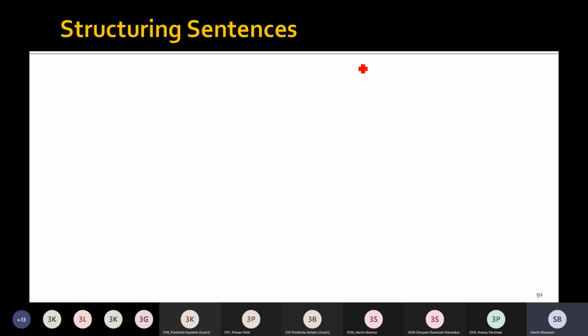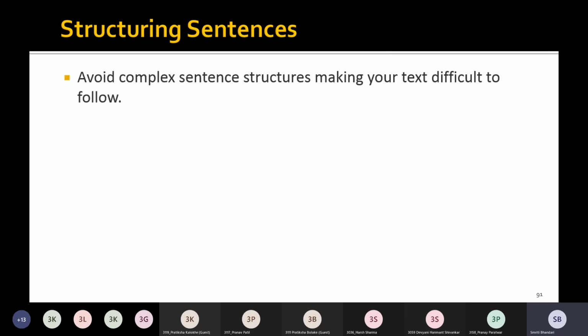Further, we focused upon the tense to be used and the verbs, right? Which tense to be used and in which section we should prefer to use which tense. Also, we had a discussion about that. Now, the same discussion we are going to extend regarding the structuring of sentences, right?